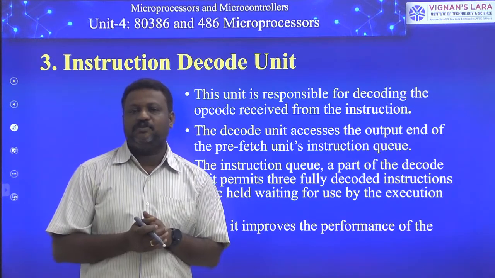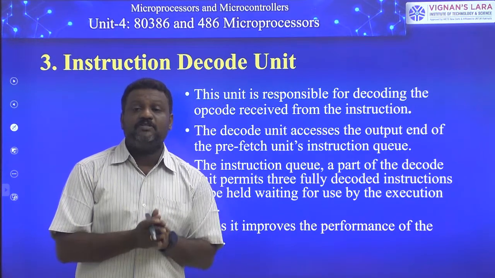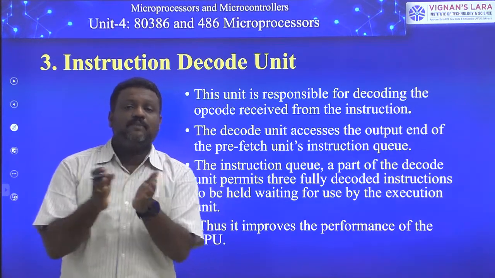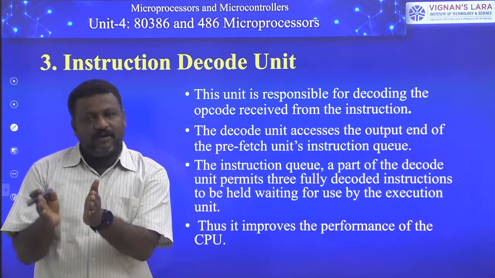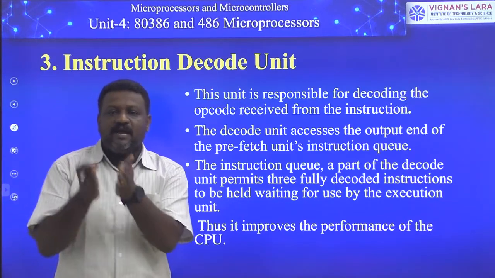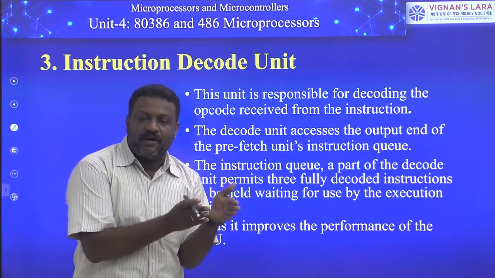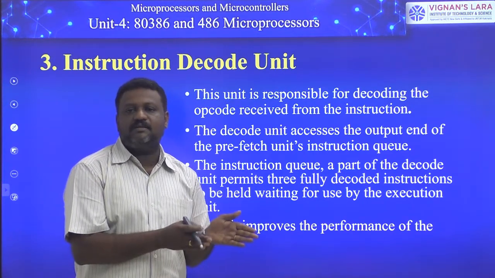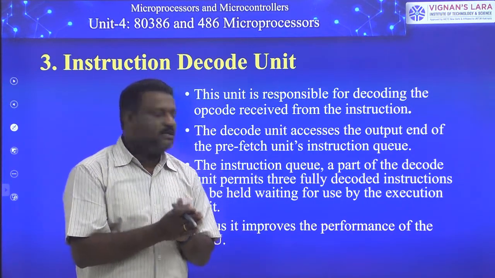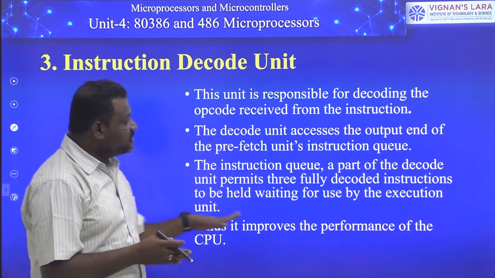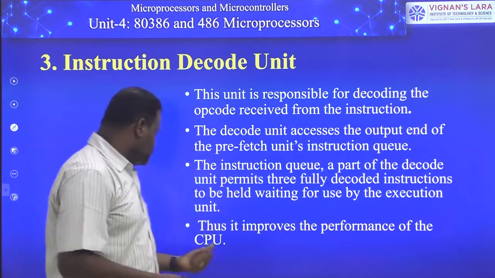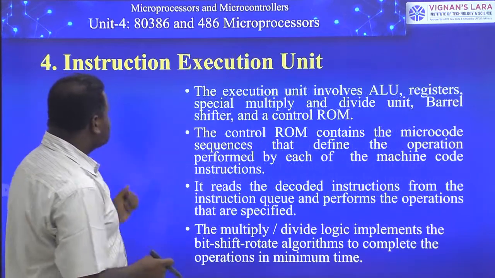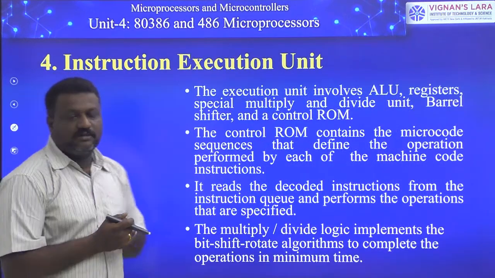to the execution unit. That means you remember, friends, you may find queues both in the code prefetch unit, where the size is 16 bytes, and also in the instruction decode unit, but here the size is only 3 bytes. So that's the meaning of this. This improves the performance of the CPU. That's fine.